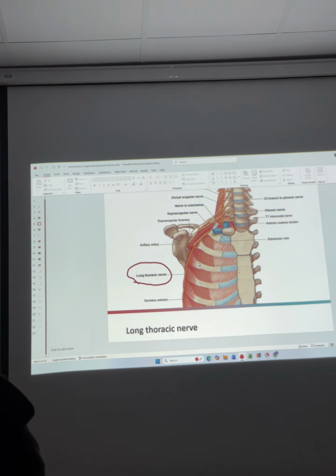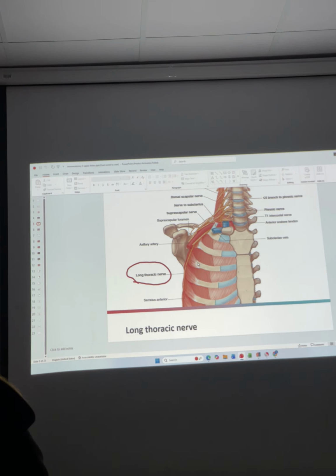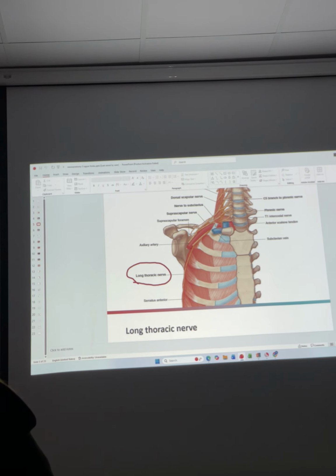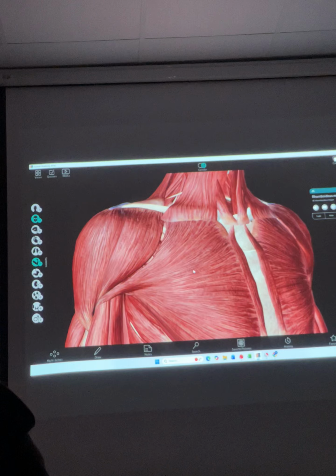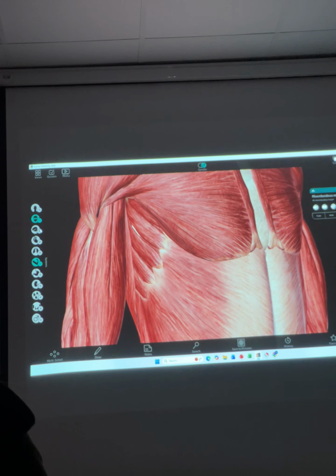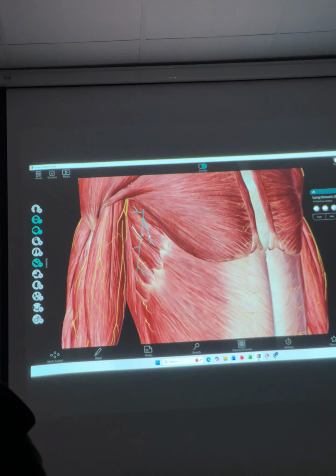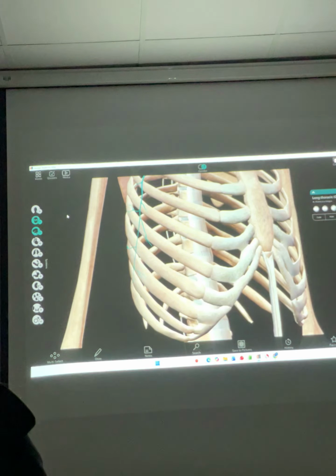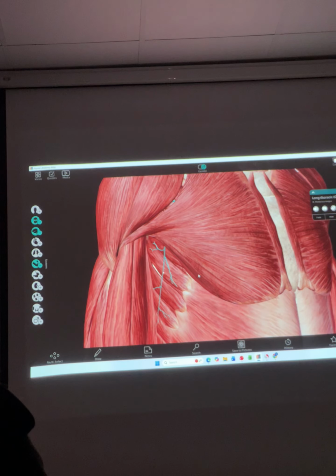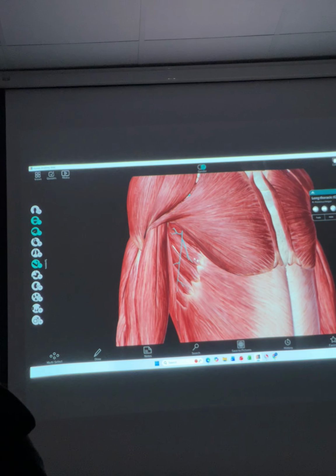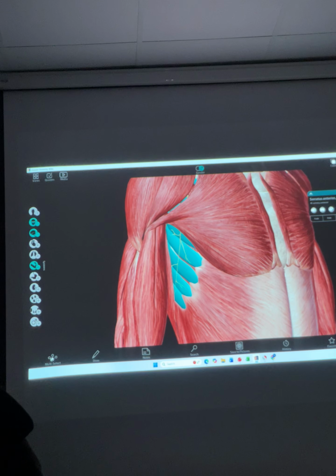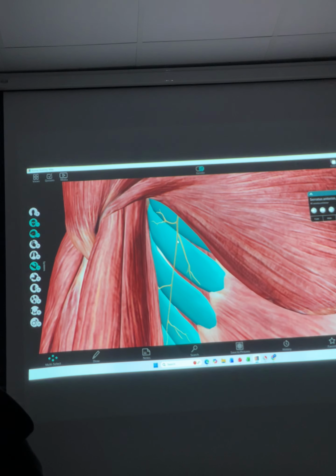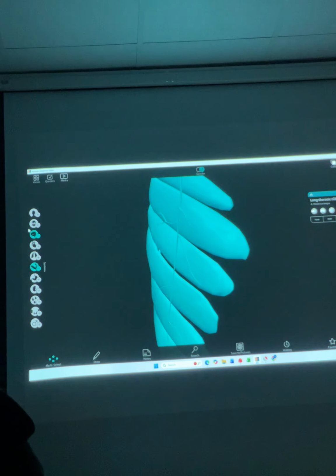Let's go next. Long thoracic nerve. Long means what? Long. Thoracic? Thorax. Nerve. Long thoracic nerve is going here, students. Watch here. This is a long thoracic nerve. Long thoracic nerve is innervating this muscle. What's the name of this muscle? This is the serratus anterior. So serratus anterior is innervated by the long thoracic nerve.